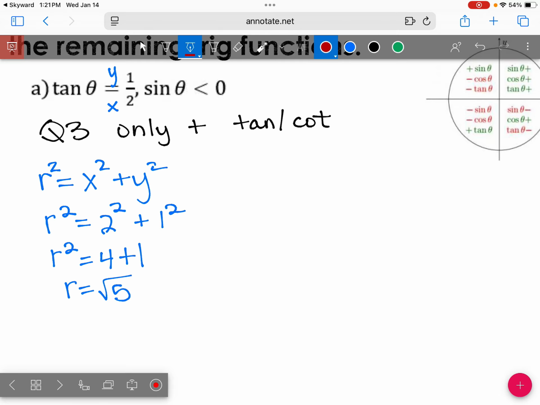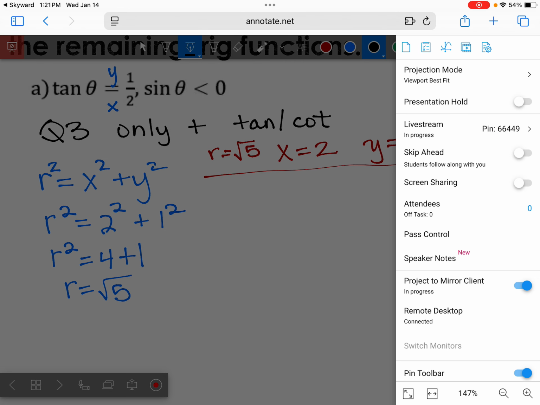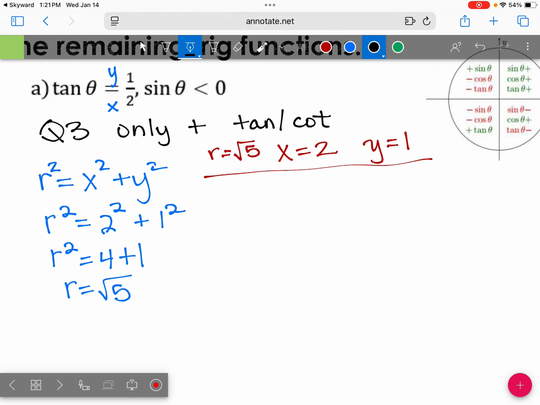So when we're writing our ratios, we know x is 2. I know y is 1. And I know r is the square root of 5. All right, let's do it. Let's find our other 5. So I'm going to freeze my screen, and then I want you all to do it on your own, because you have to start memorizing these ratios.